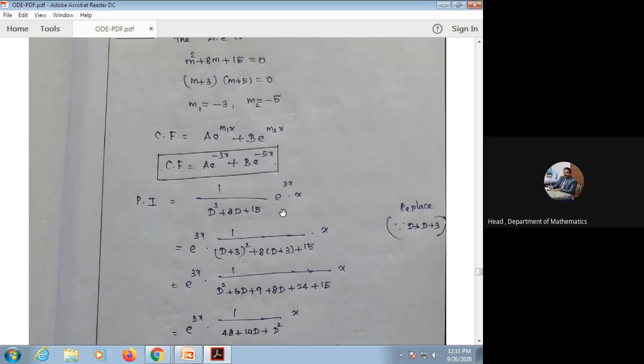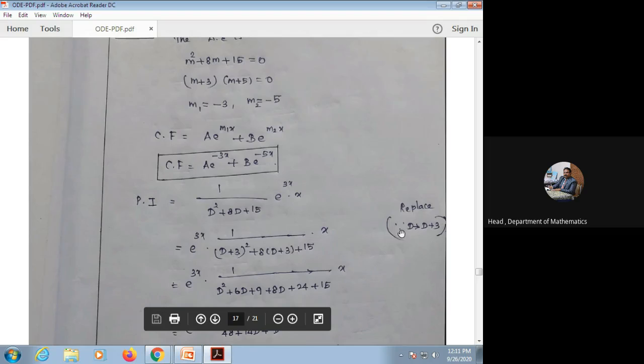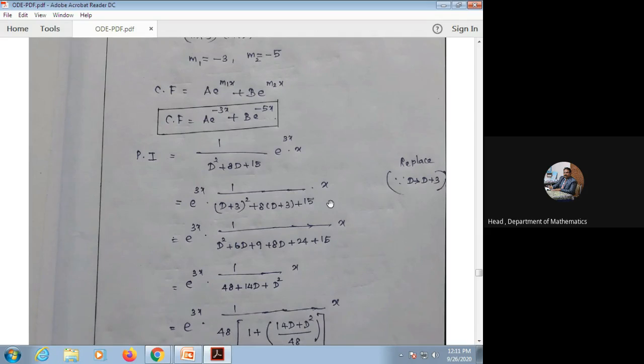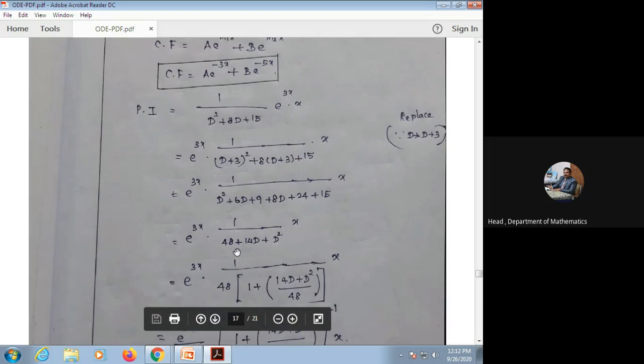Now take the e power term first. So e power 3x into 1 divided by, putting d by d plus 3. Correct. The e power x coefficient is plus 3. Therefore putting d by d plus 3 here. Therefore, (d plus 3) whole square plus 8 into (d plus 3) plus 15, into x. Simplifying this term, we get d squared plus 6d plus 9 plus 8d plus 24 plus 15, into x. Simplifying this, we get 48 plus 14d plus d squared.